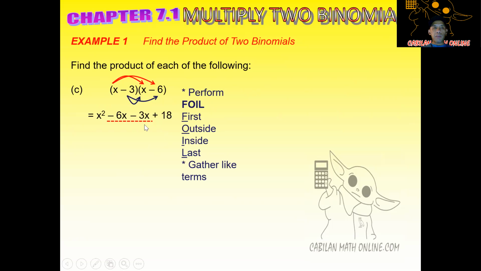Now for this one over here, just make sure that you're including the negatives that are in front of the numbers. So we're going to take the negative 6x and subtract 3x from it, which is going to give us negative 9x. So the final answer for this will be x squared minus 9x plus 18. So those are the basics of multiplying two binomials together. And you notice that all of them had something in common. Notice that all of our final answers have wound up with 3 different terms. Again, an x squared term, a term with an x, and a number on its own.